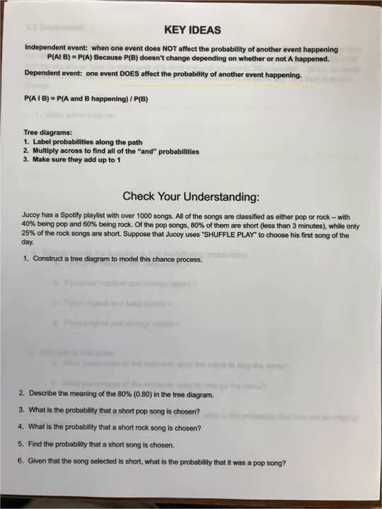We got the probability of A given B. That's the probability of A and B happening divided by the probability of B. Okay, so check your understanding here.